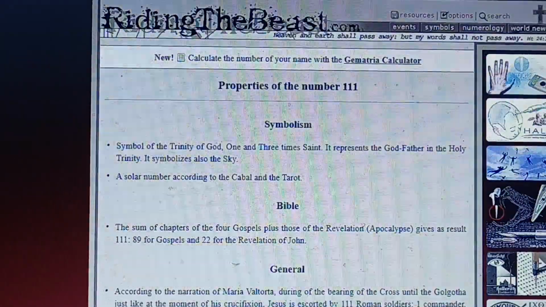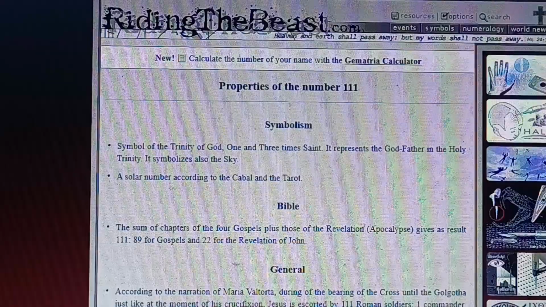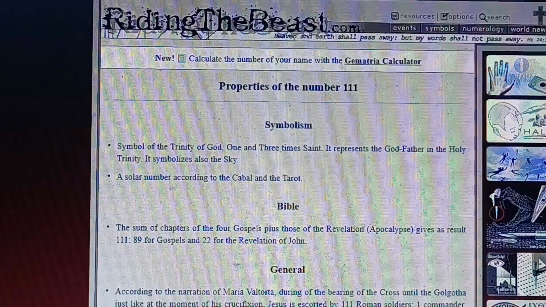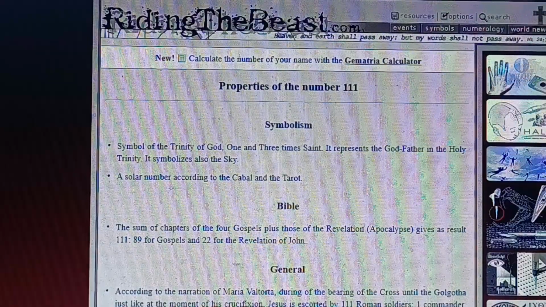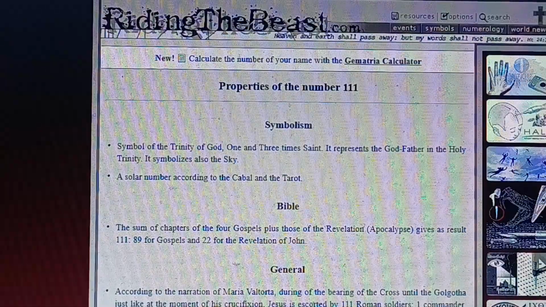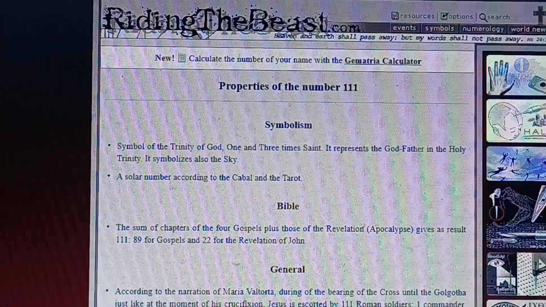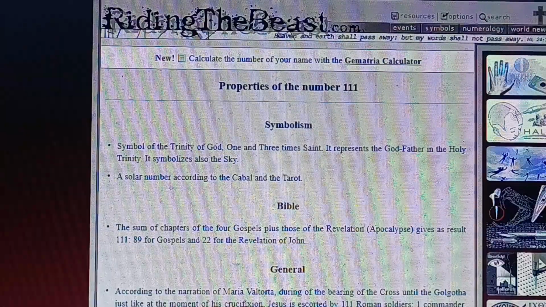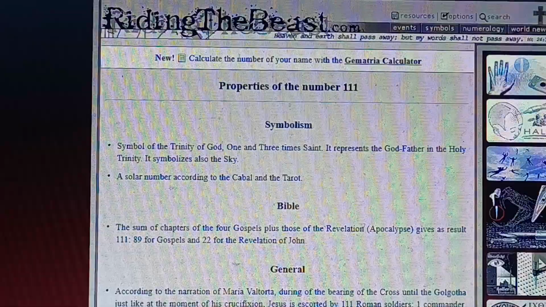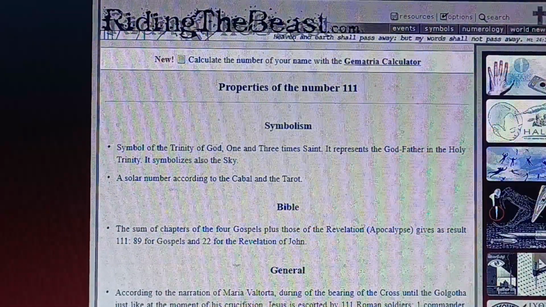Properties of the number 111. This is called writingthebeast.com. Well, it can symbolize the Trinity of God, the three ones, earth, and one and three times saint. It represents the God, Father, and Holy Trinity. It can also symbolize the sky. It's a solar number, according to the Kabbalan Tarot.